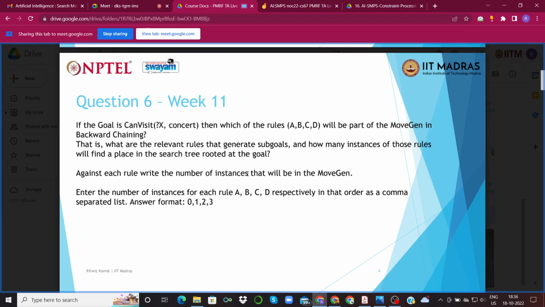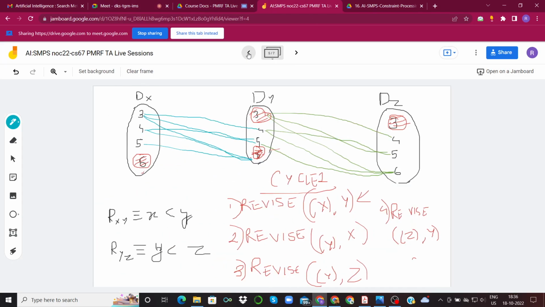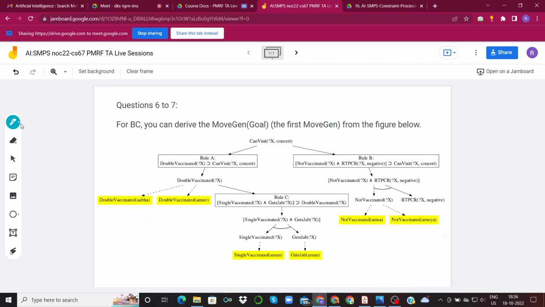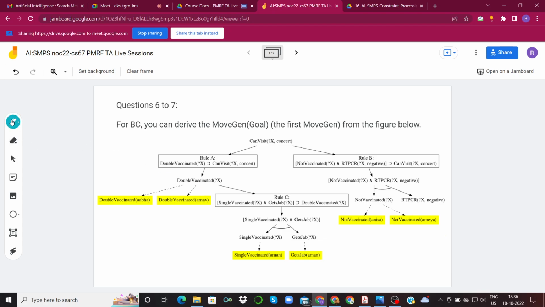The answer I had given last week was 1110, which I thought about again, and thanks to the attendees for pointing that out. I agree that rule D should have been part of this search tree, although in the previous year's assignment answer it was not, so I'm not sure why. As per my understanding it should have been there. It's better if some of you also get clarification from your friends, if they are confused about the same question.